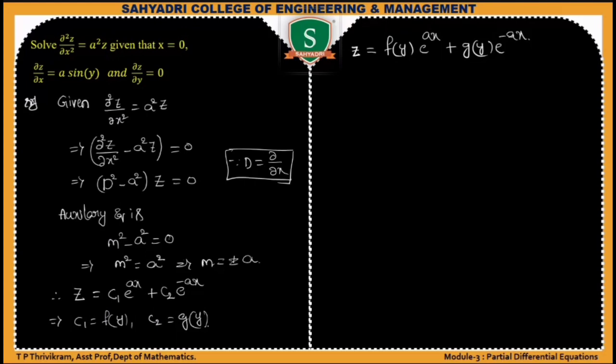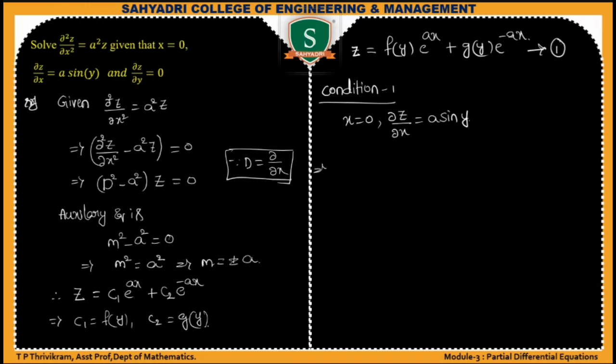So now we need to find g of y and f of y using the given conditions. So let us see the first condition, condition 1. So what is the condition 1? Take x equal to 0 when dou z by dou x is equal to a sin y. Okay, dou z by dou x we need to find from equation 1. So take this as equation 1.